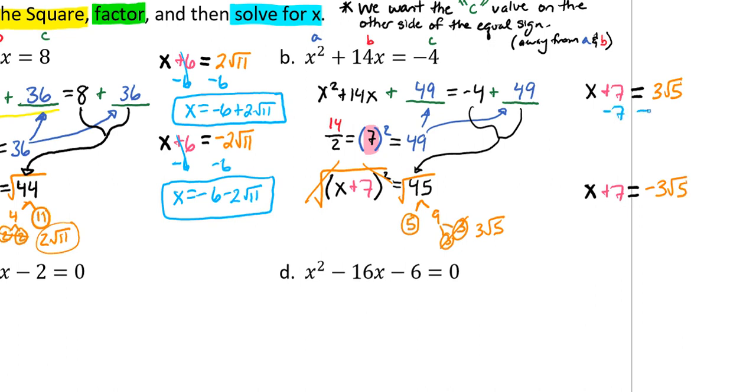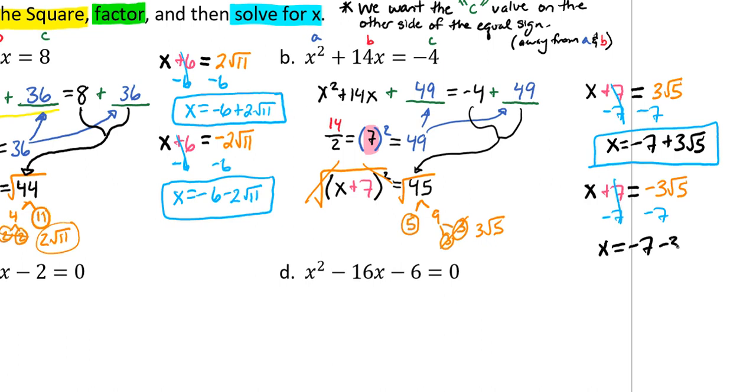So we subtract 7 from both sides, leaving us with x equals negative 7 plus the 3 radical 5 as our first solution, and then subtracting 7 from our second problem, x equals negative 7 minus 3 radical 5 as our second solution.